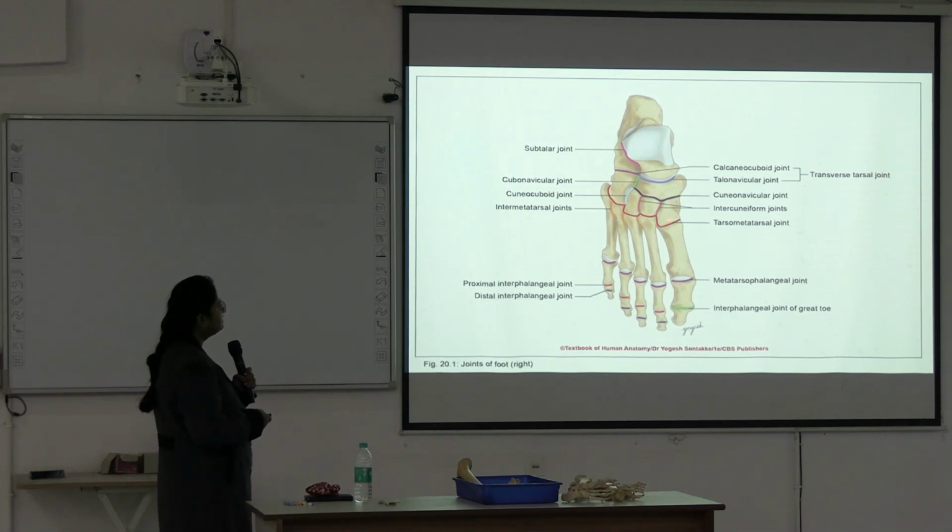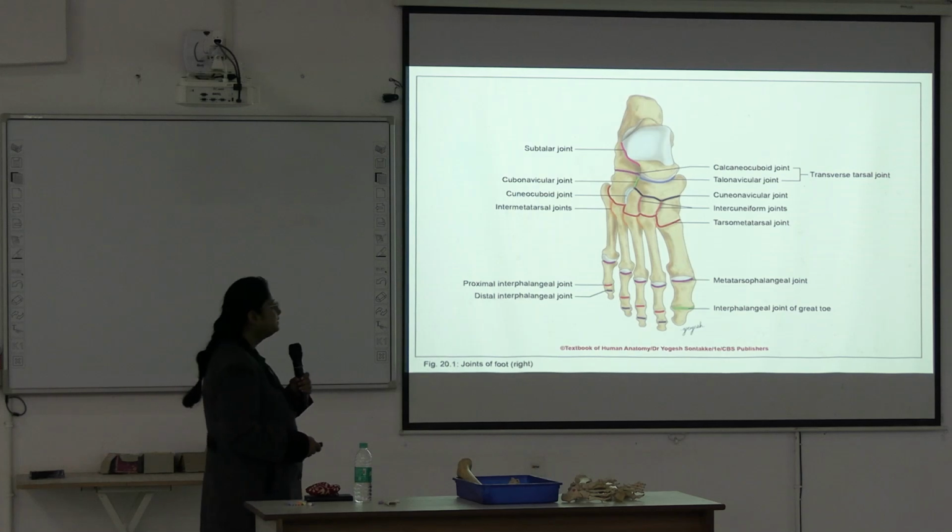Then this red colored one is the tarsometatarsal joint, formed between the tarsal bones and metatarsal bones. And these are the intermetatarsal joints, formed between the metatarsals. Next, between the head of the metatarsal and the base of the phalanges lies the metatarsophalangeal joint. Near the tip, in between the phalanges, lies the interphalangeal joint of grade 2. Here are the proximal and distal interphalangeal joints for the other two. Understood? Next.